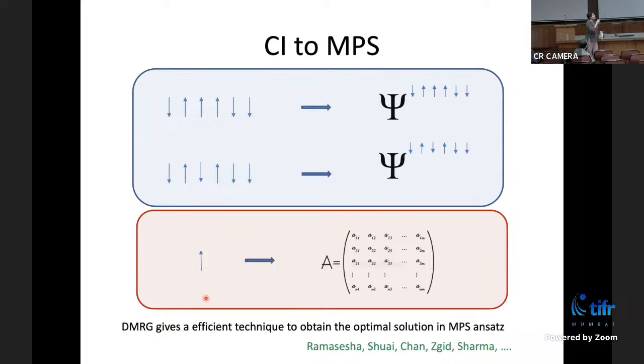Yes, is it system specific? It is going to be system specific, in the sense that if it's a really two-dimensional system, you cannot line up all your orbitals one after the other in a straight line. So you cannot write it as an MPS. Or you can write it as an MPS, but your M will be so large, it will be of no use to you.